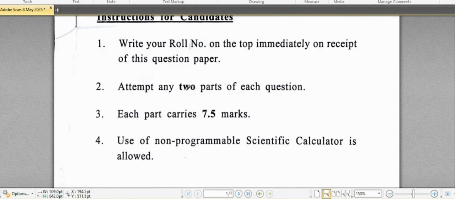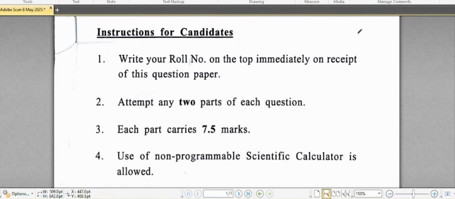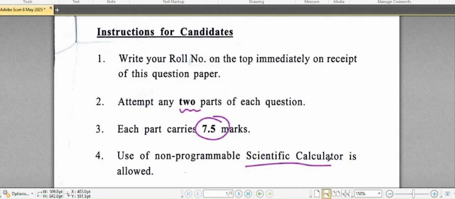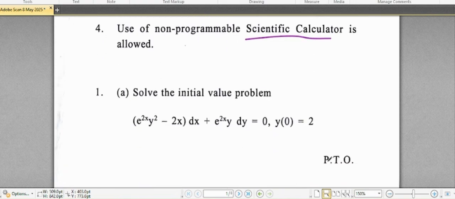You can see that the choice pattern of the paper is: the total marks are 90 and every question has 3 parts, out of which you have to attempt any 2 parts, and each part is carrying 7.5 marks. So that makes it 6 questions, 15 marks each question. So 15 into 6, that makes it 90. And you can see that the use of a non-programmable scientific calculator is very much allowed in this examination.